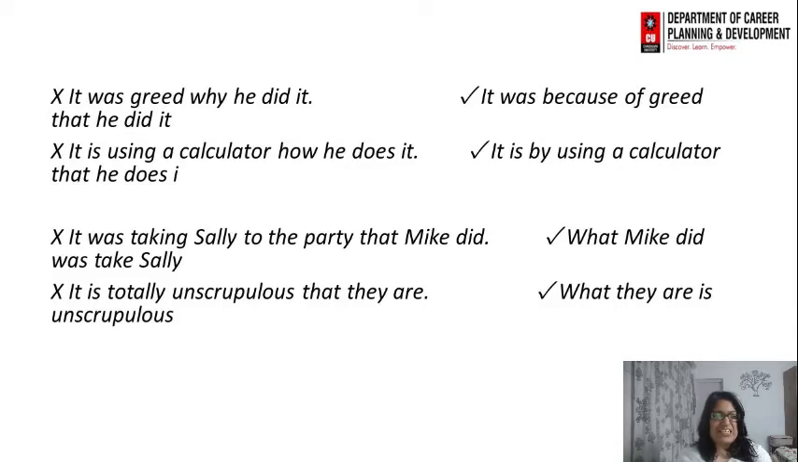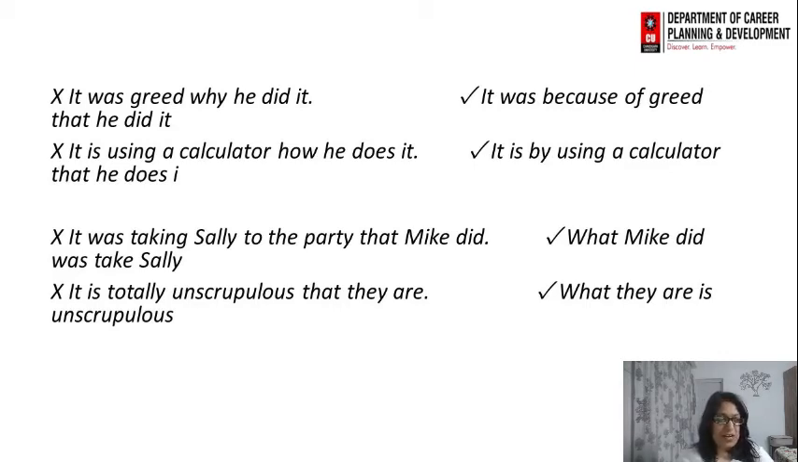So we cannot use it clefts to highlight an action, a verb, or a complement in a sentence. We use the WH clefts to do this. Now let's have a look at some other examples. We cannot say it was taking Sally to the party that Mike did. It does not make sense. Instead, the way you need to structure the sentence is, what Mike did was take Sally to the party.